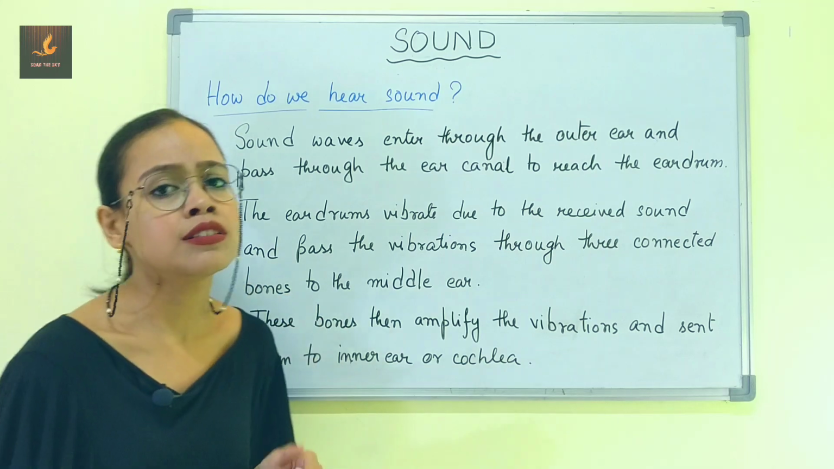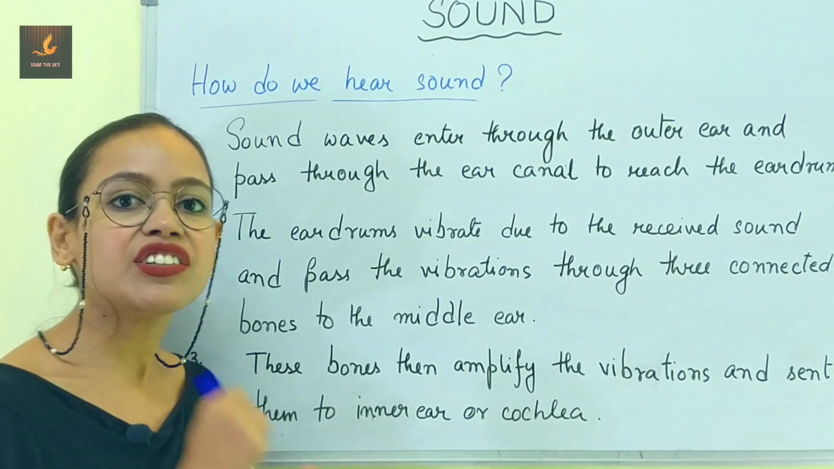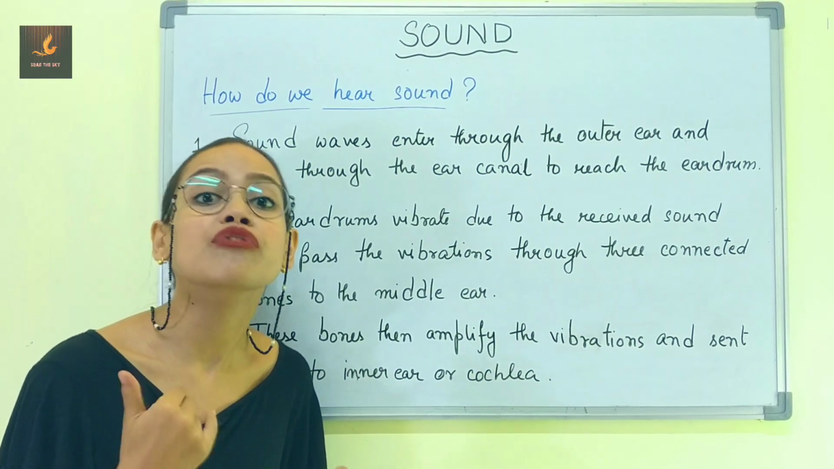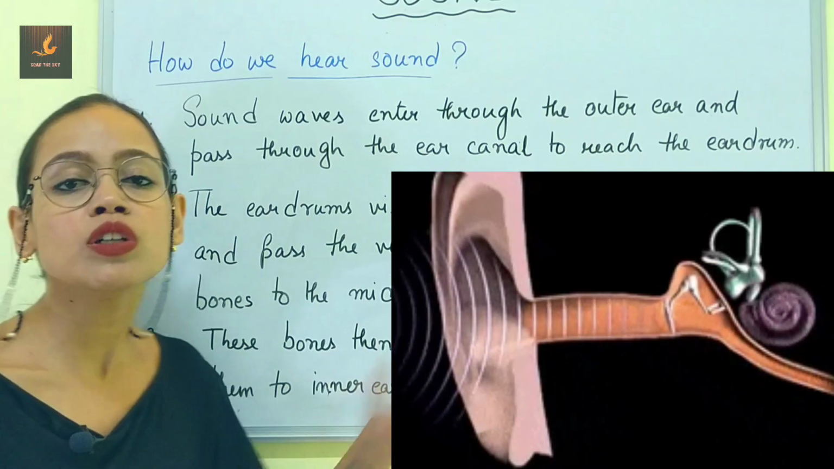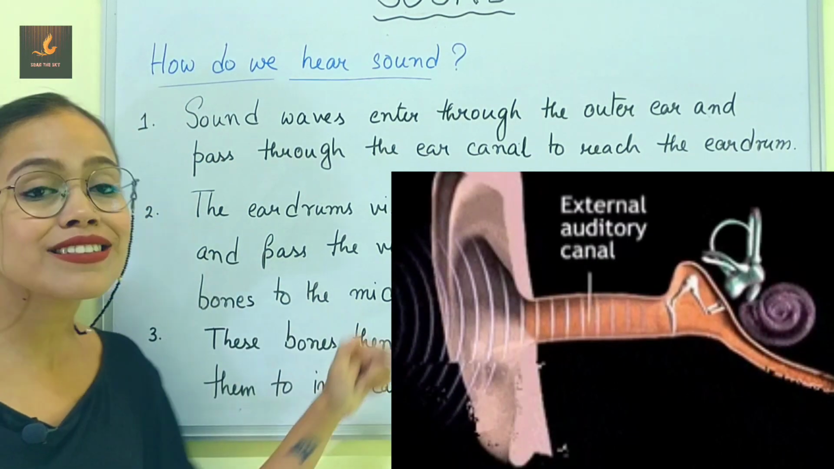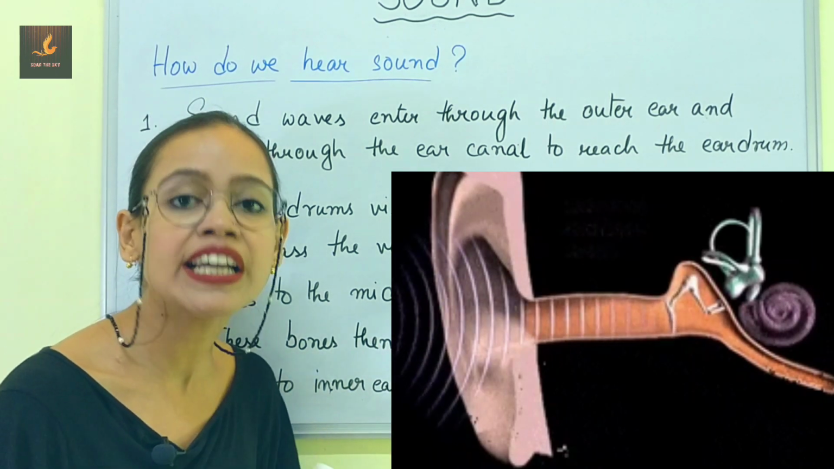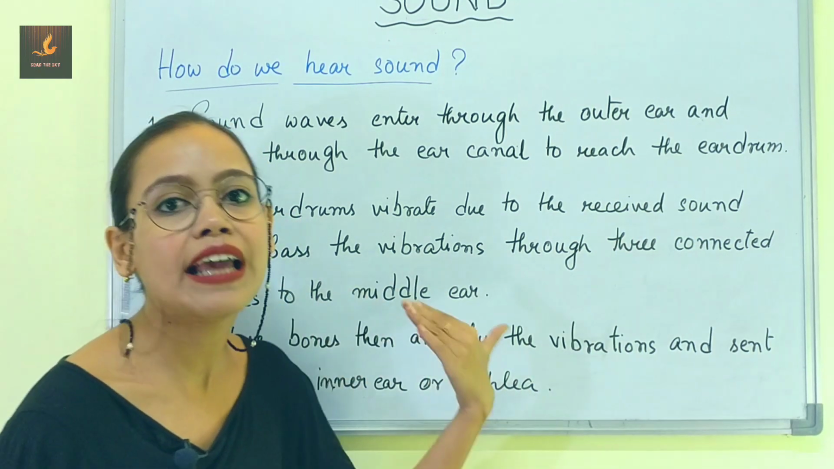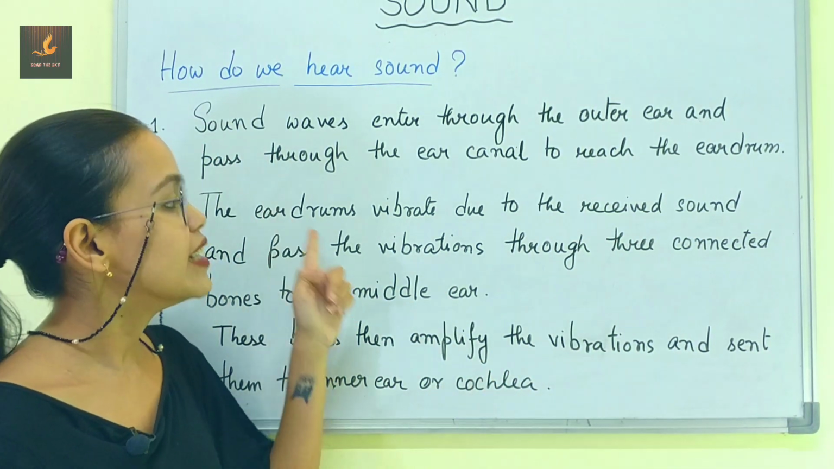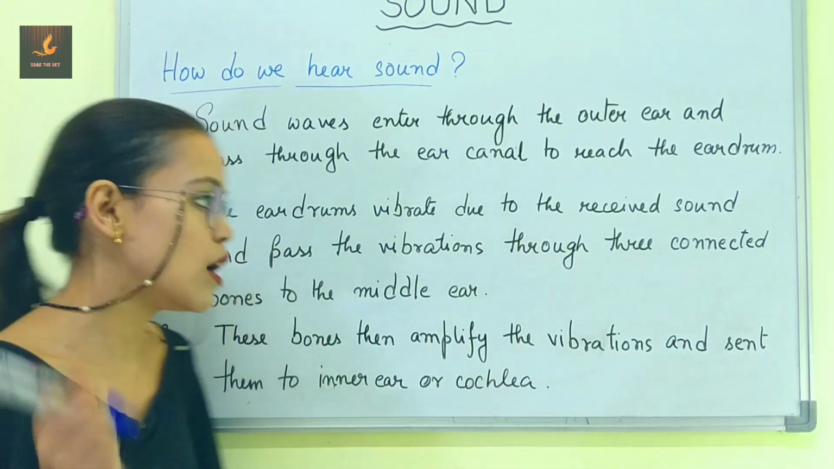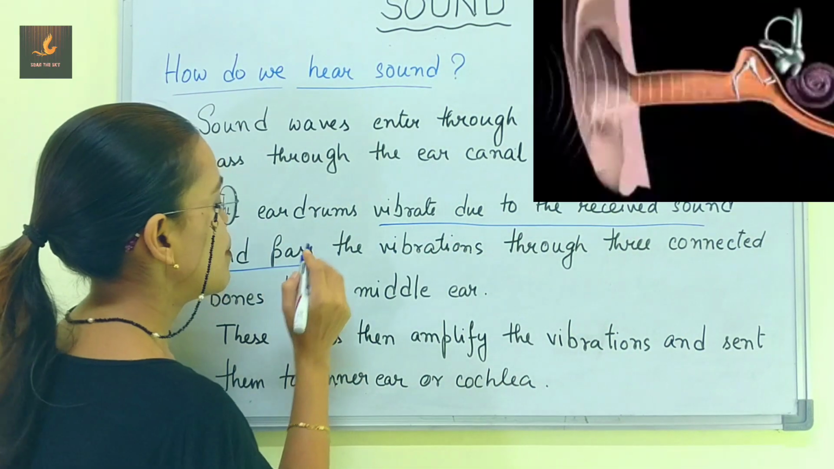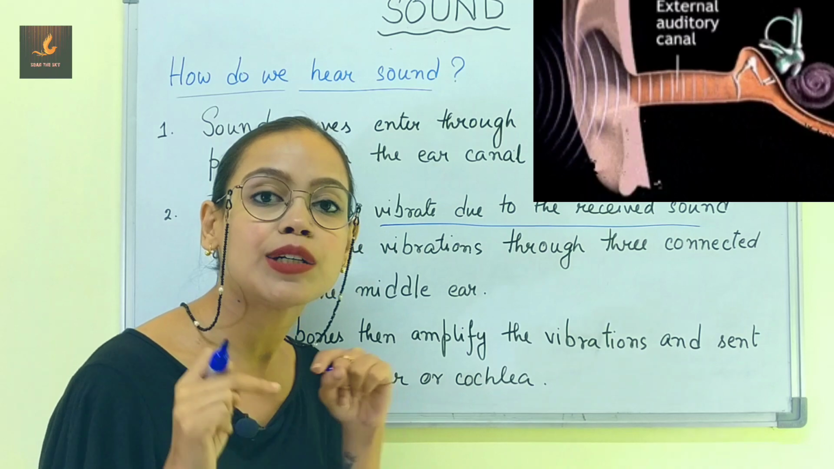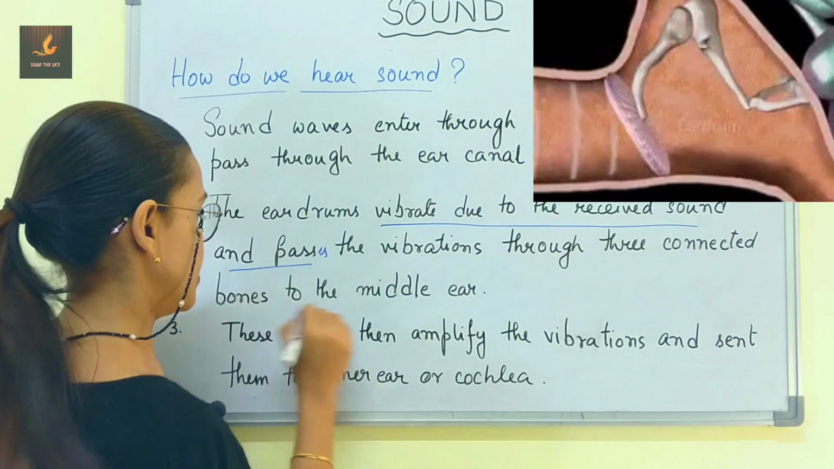The second step is, after it reaches the eardrum, due to its energy, the eardrum starts to vibrate. It vibrates due to the received sound. After vibrating, it passes the vibration to three connected bones in the middle ear. So what happens? The eardrum vibrates due to the received sound and passes these vibrations through three connected bones to the middle ear.